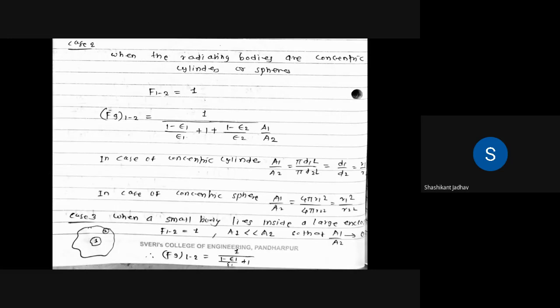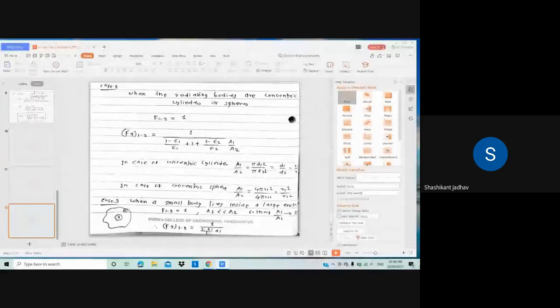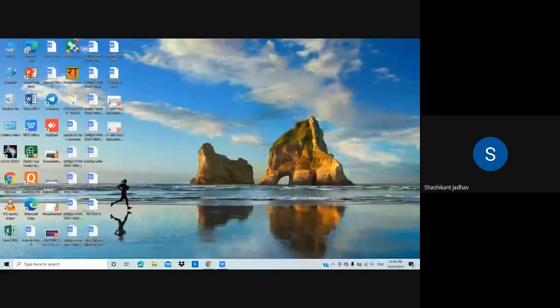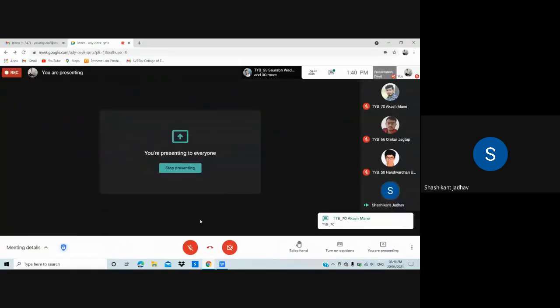Okay, so this is about what is meant by surface resistance, what is meant by space resistance, what is the equation of the net heat transfer, and then what are the different cases, and according to the cases what are the different equations. So this is the part that we have covered in today's morning lecture. In the next lecture we have to cover the next part, that is radiation shield. Okay, दोन सर्फेसच्या मध्ये आपण एक रेडिएशन शील्ड घेणार आहे, and for that we have to find the equation.